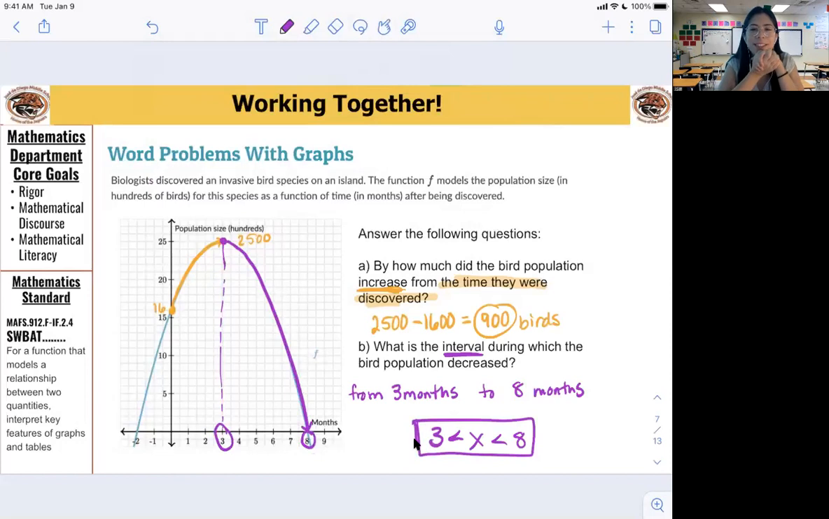Good job, guys. Any questions on this one? I just want to make sure that we understand, because these are two very common questions, and you have to make sure you know what they're looking for when you see that type of question. So anyone have any questions?